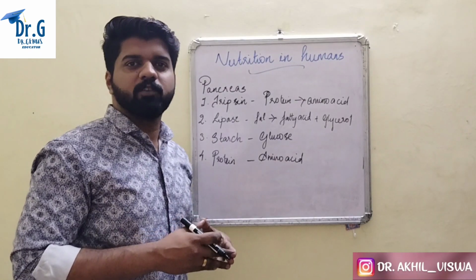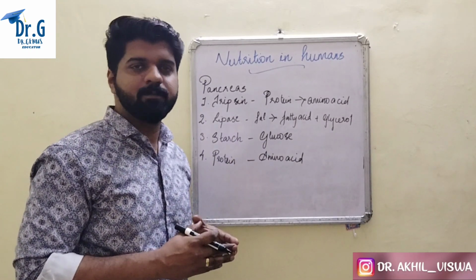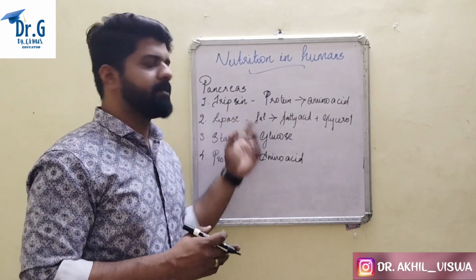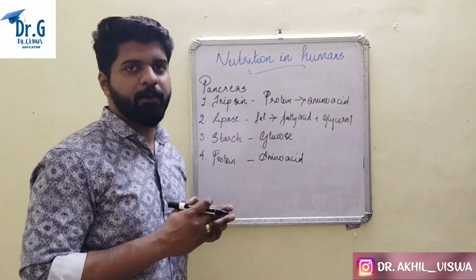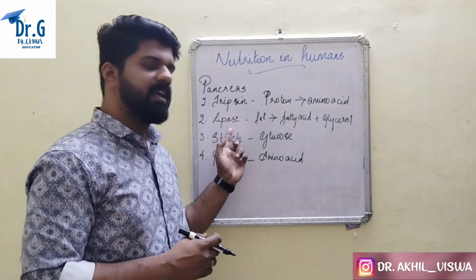So the next organ is called the pancreas. So what is the function of the pancreas? Here the pancreas helps to convert protein into amino acid with the help of trypsin. Trypsin is an enzyme produced from the pancreas, and it helps to convert the protein into amino acid. Then lipase.